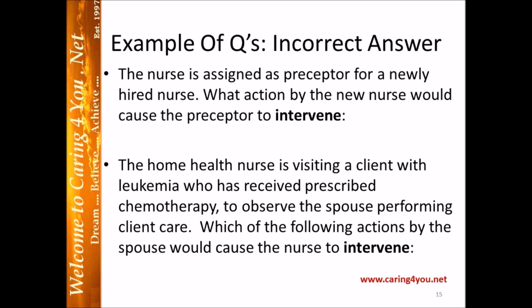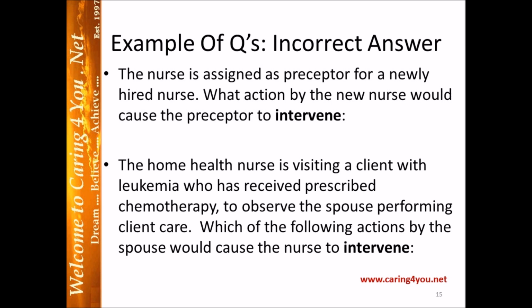So this isn't as hard as it seems, is it, when answering priority questions? We just need to change our frame of mind. Just need to relax and change your frame of mind. The home health nurse is visiting a client with leukemia who has received prescribed chemotherapy, to observe the spouse performing client care. Which of the following actions by the spouse would cause the nurse to intervene? So we're looking for maybe a problem that the spouse is having, or something the spouse is doing wrong, right? Obviously, the spouse may need some intervention. They may need more education, right?